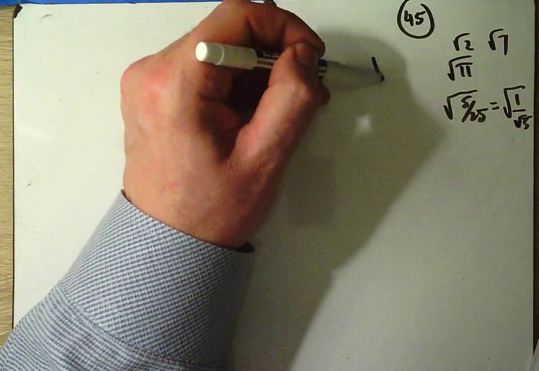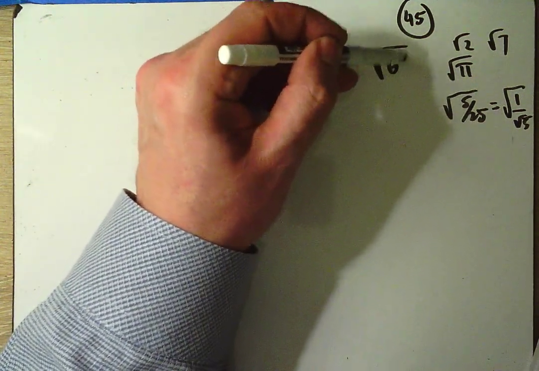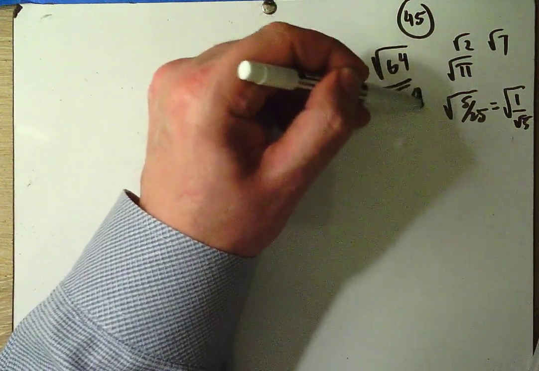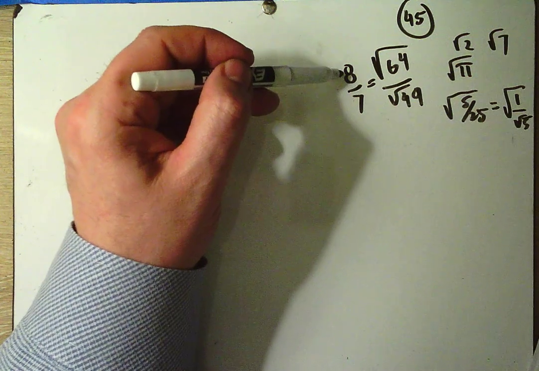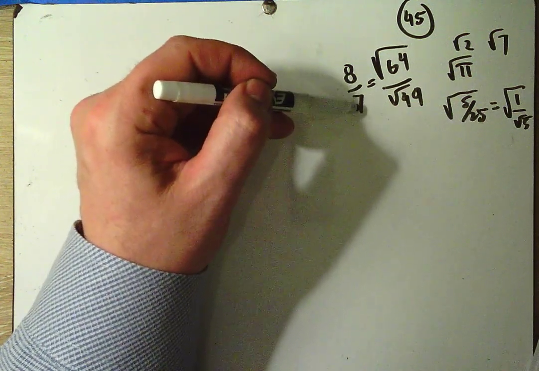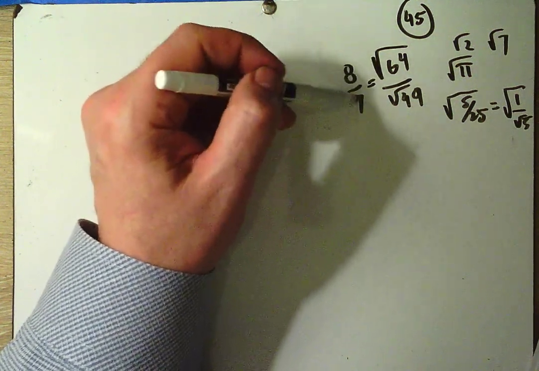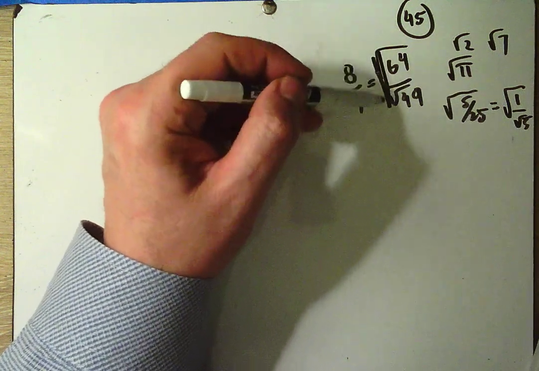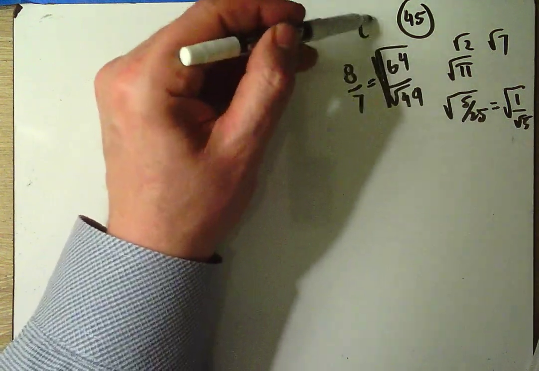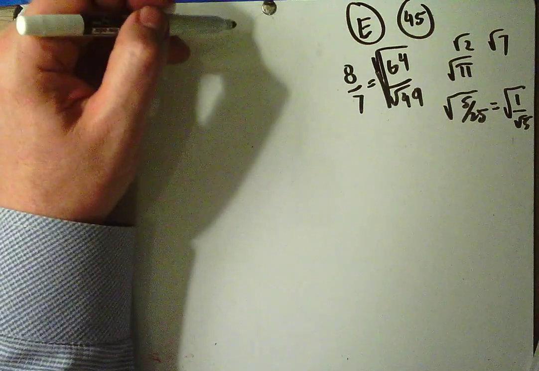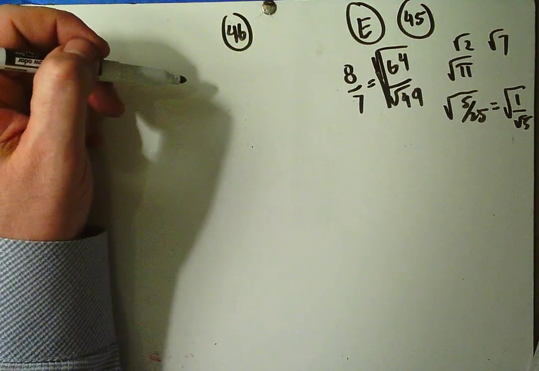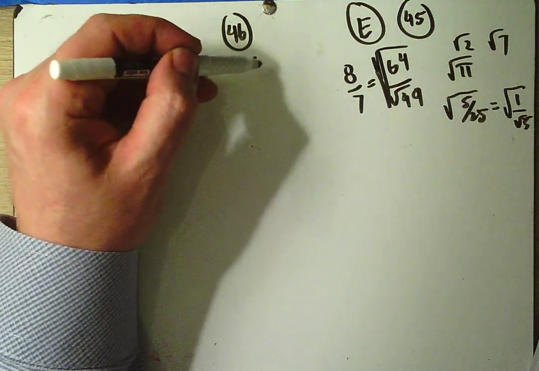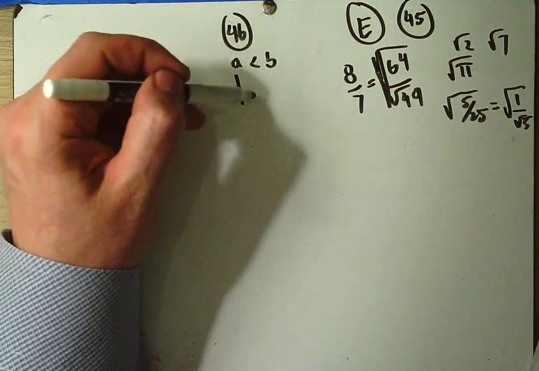Let's take a look at choice E. We had the square root of 64 over the square root of 49, which is 8 over 7. Why, look, an integer over an integer. So because we've got a ratio of integers with square root of 64 over 49, we know that choice E is our answer.